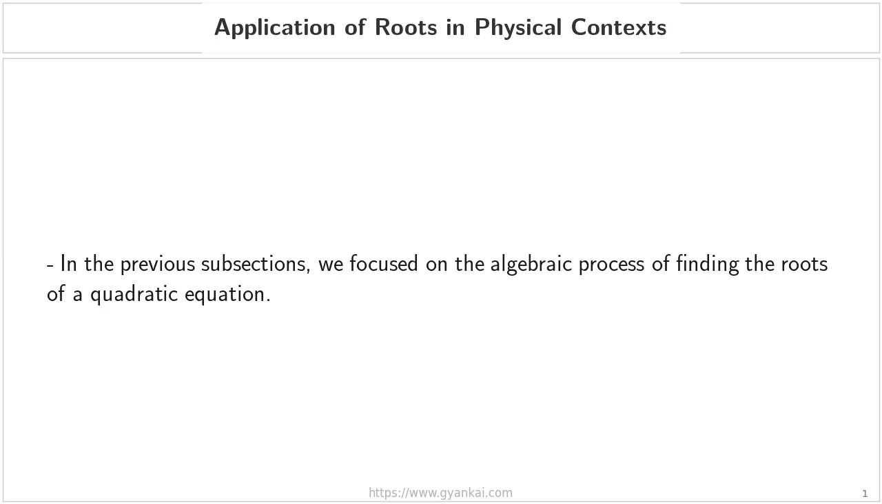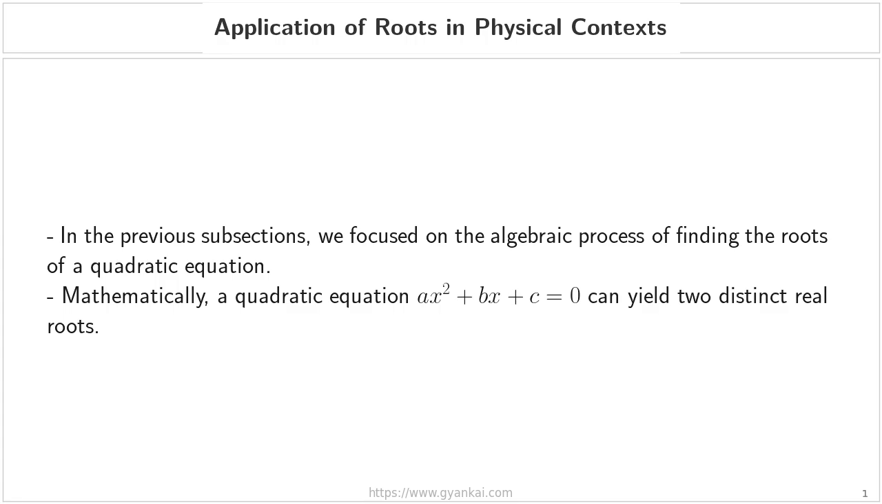Welcome, everyone. To begin today's lesson, let's take a moment to reflect on what we have covered so far. In our previous lessons, we focused primarily on the algebraic mechanics, the step-by-step process of finding the roots of a quadratic equation using methods like factoring or the quadratic formula. As you know, when we look at a quadratic equation, specifically x squared plus bx plus c equals 0, the mathematics tells us that we can yield two distinct real roots. From a purely symbolic standpoint, both of these numbers are perfectly valid answers to the equation.